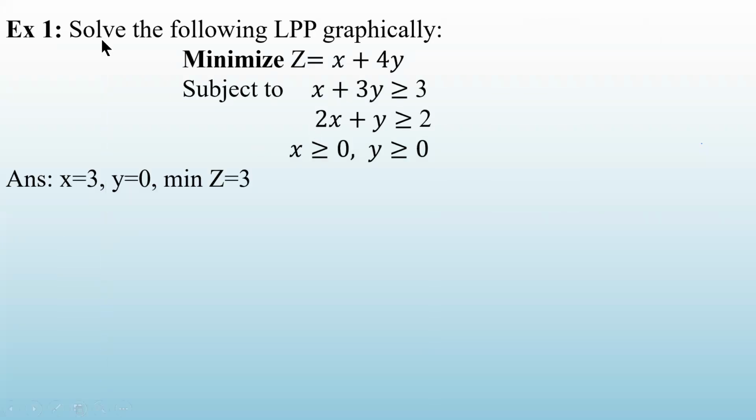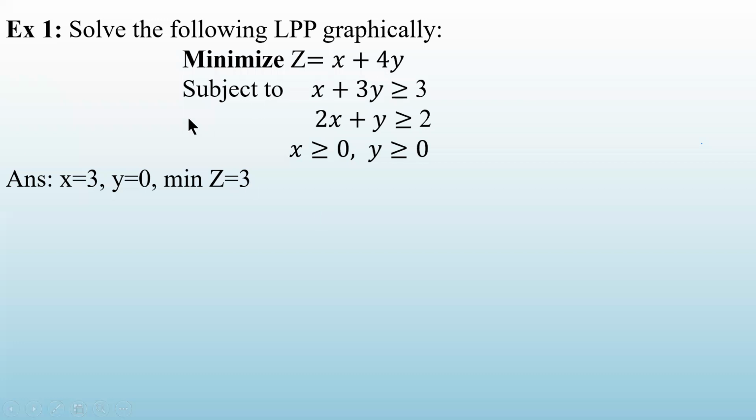Solve the following linear programming problem graphically. Minimize Z equal to x plus 4y subject to x plus 3y greater than or equal to 3, 2x plus y greater than or equal to 2, x greater than or equal to 0, and y greater than or equal to 0. I've already written the answer, but we will solve it and cross-check our answer.